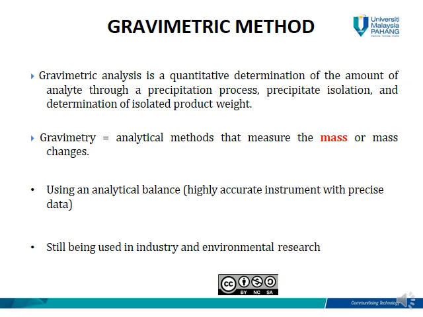It's a kind of analytical method that measures the mass or mass changes. Okay, when we talk about mass changes, it means how much the mass is reduced or how much the mass is added. So that is the changes that we are looking for in the gravimetry analysis. Next is always use the analytical balance to weigh the mass changes. Okay, and this method actually is still being applied by the industry and environmental research.